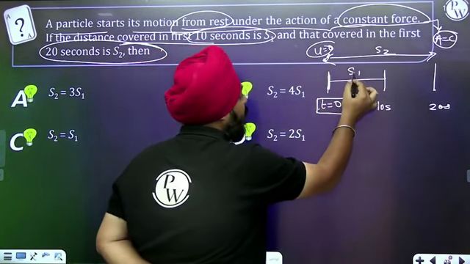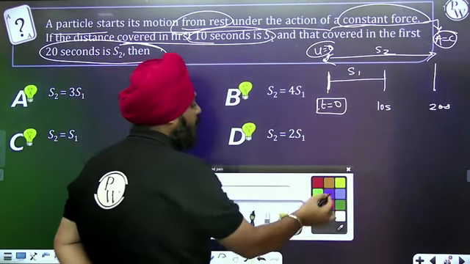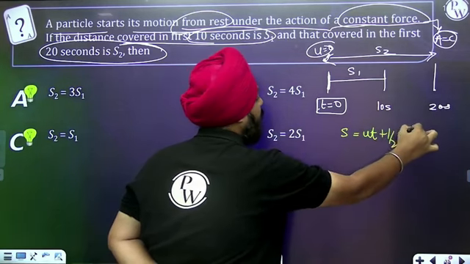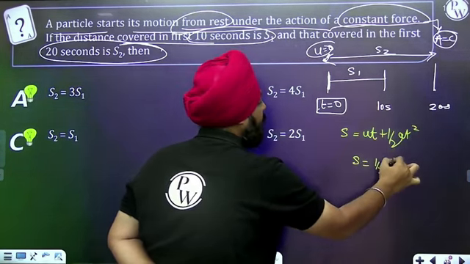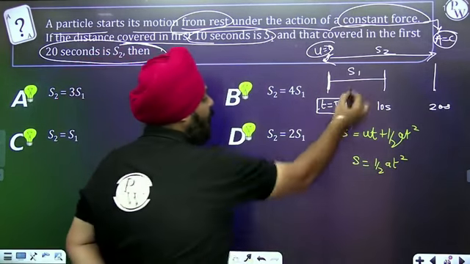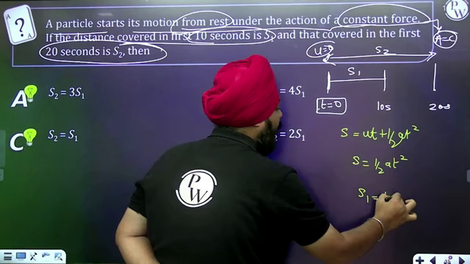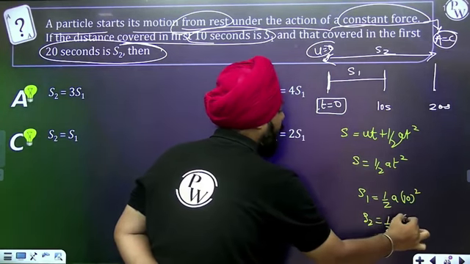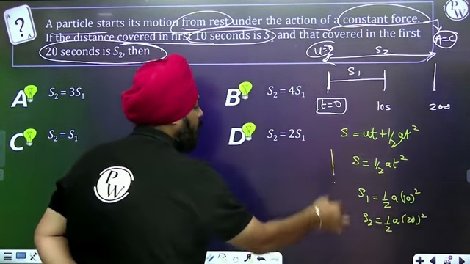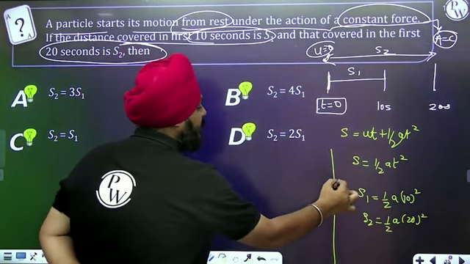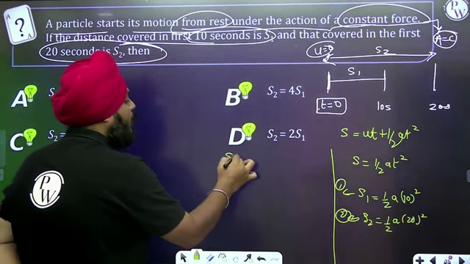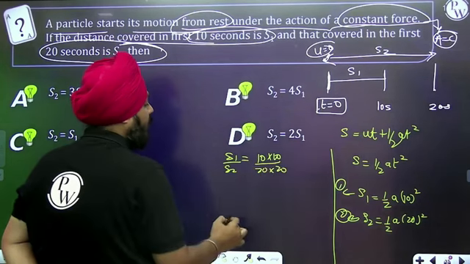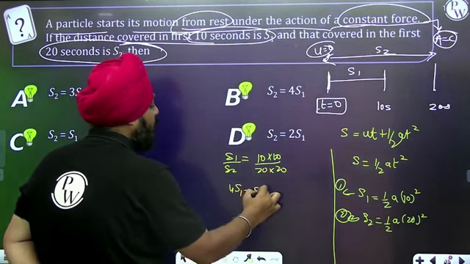Directly see this, the relation between the time and the displacement is mentioned. So directly we are going to use s is equal to ut plus half at square. Now u is 0, because it starts from rest. So for the first 10 seconds, S1 is equal to half a 10 square. For the next, S2 is equal to half a 20 square. Can I consider this as equation 1 and this as equation 2? Taking the ratio, S1 by S2 is 10 into 10 by 20 into 20. So 4S1 is equal to S2. This is a correct relation.